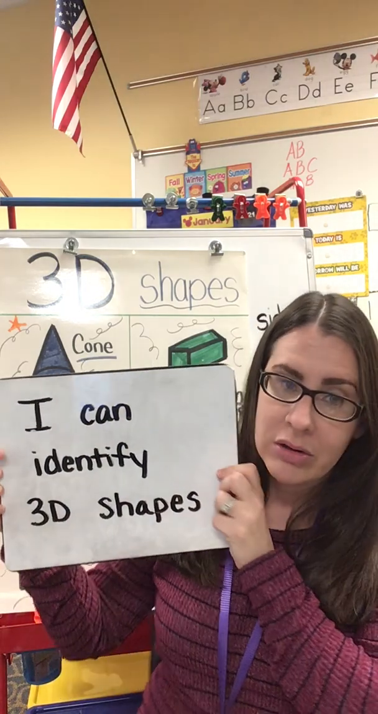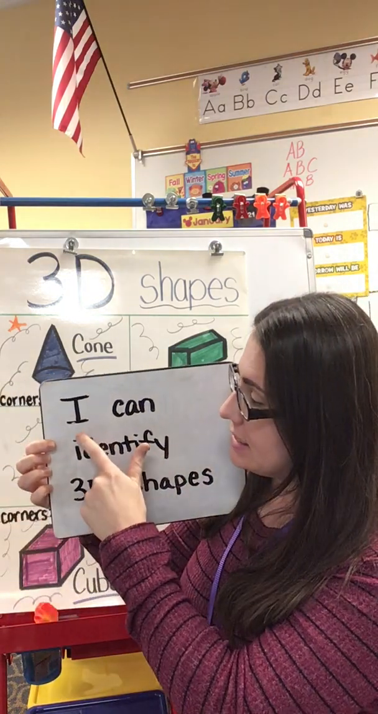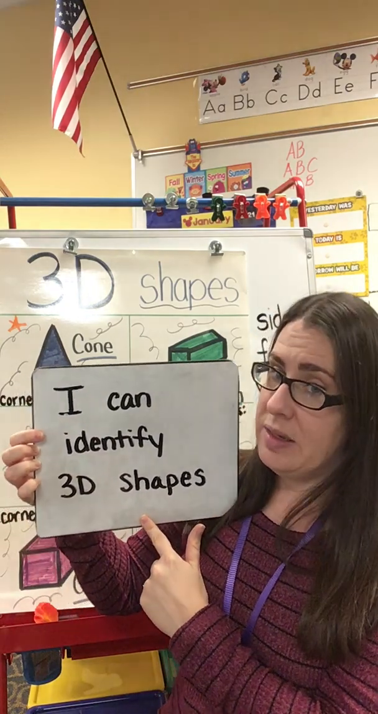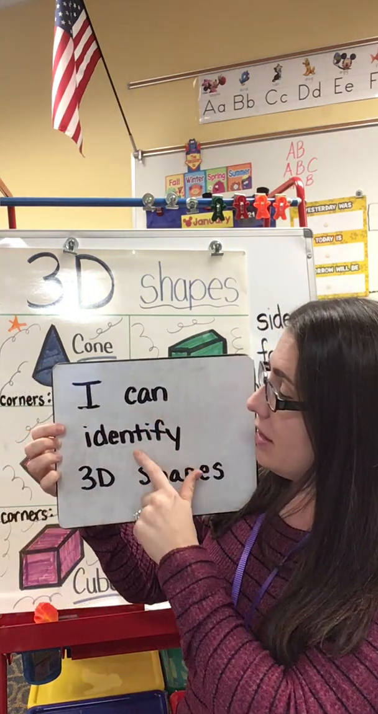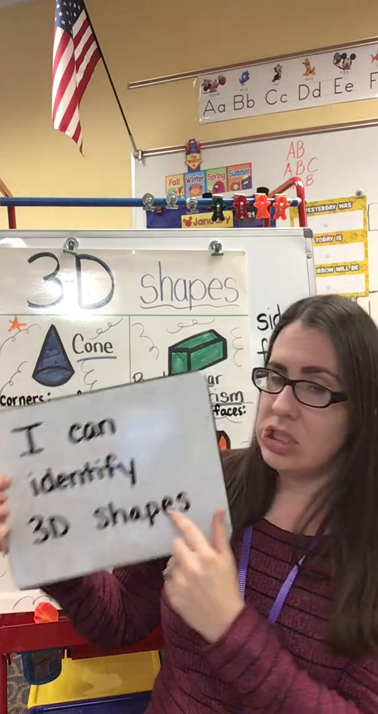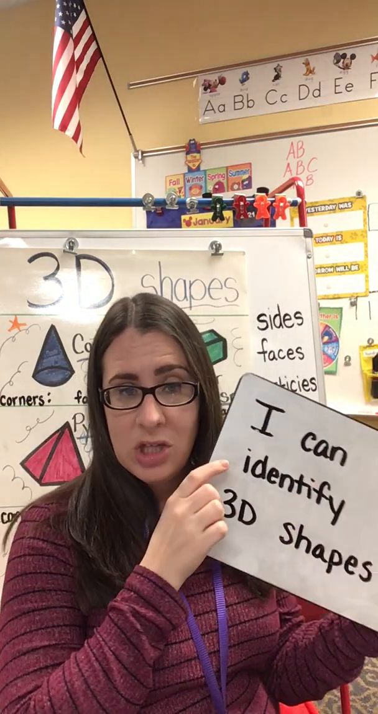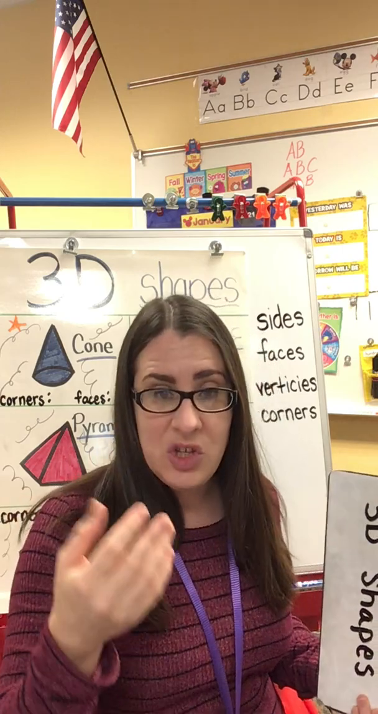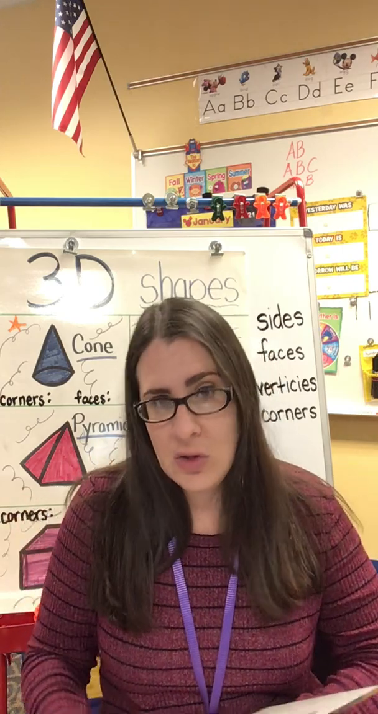We are going to start something new. So if we look right here at our learning objective for our lesson, it says, I can identify 3D shapes. Read that with me. I can identify 3D shapes. So let me start by telling you what identify means. That simply means that if I give you something, you can identify it and tell me what it's called, okay?